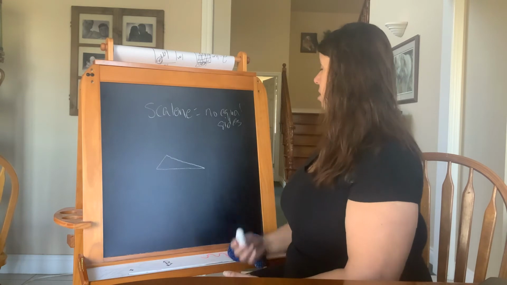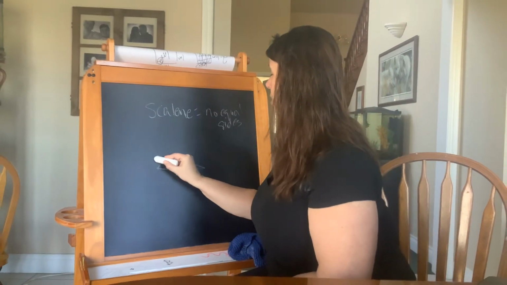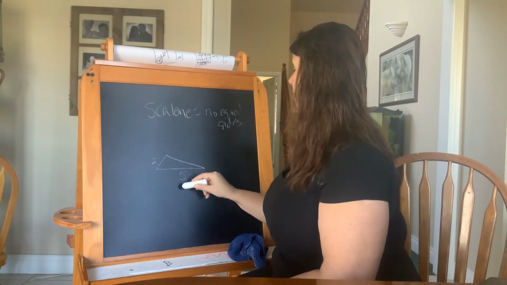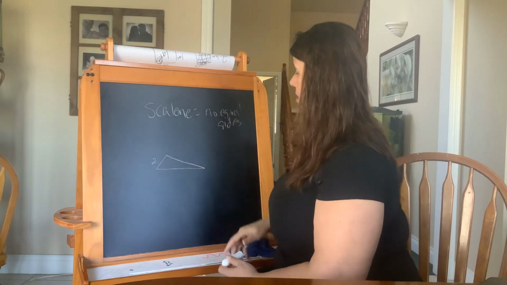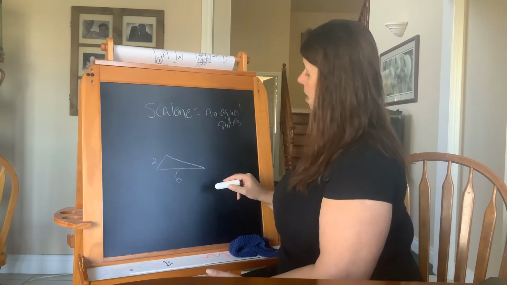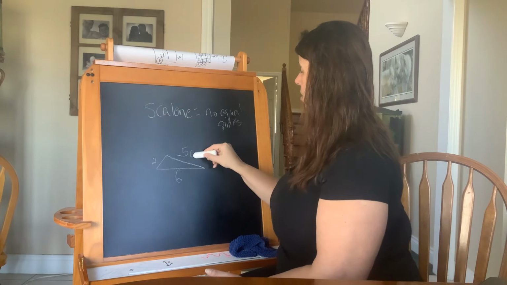And I would just give my triangle some measurements. Maybe this is 2, and maybe this is 5. Maybe it's 6. It looks like it's about 3 times longer. And then this is shorter, so let's make this 5, right? And we'll say these are all centimeters.